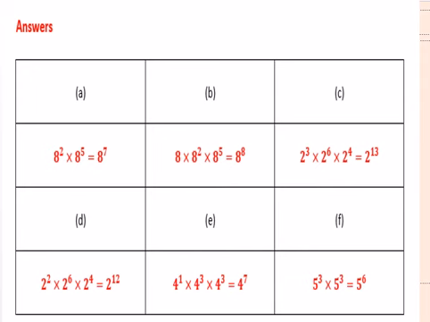And for your answers, 6 answers on the board. Please mark them in green pen, correct any mistakes you may have made, and give yourself a score out of 6.